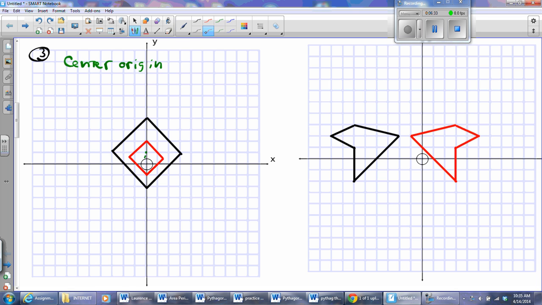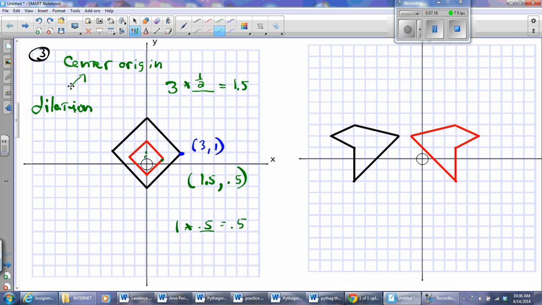Let's check some coordinates. Let's see here. This, 1, 2, 3, 1 is the point (3, 1). Now the one here corresponding to it looks like it's the point (1 1/2, 1/2). What could I do to these two numbers? 3 times blank equals 1.5, 1 times blank equals 1/2. Well, the answer must be 1/2, right? Yeah, this is a dilation. Okay, the center is the origin, and the scale factor is 1/2.